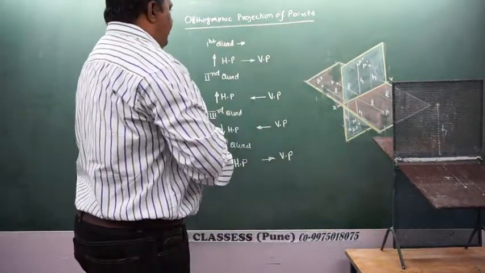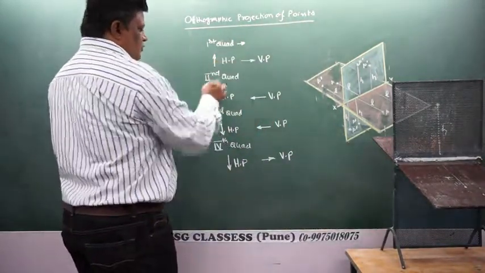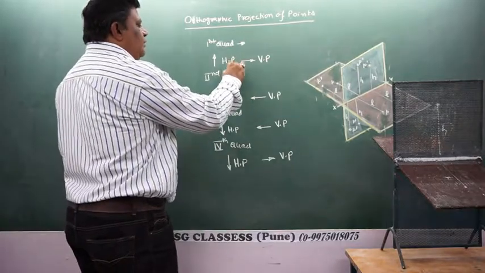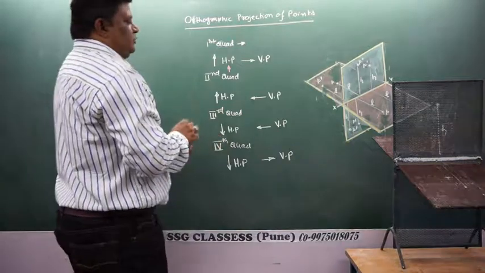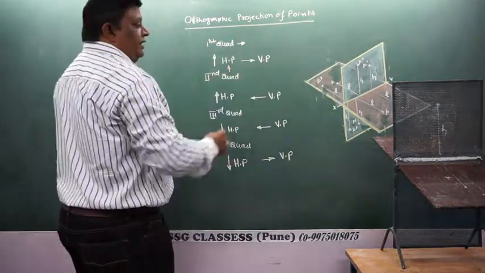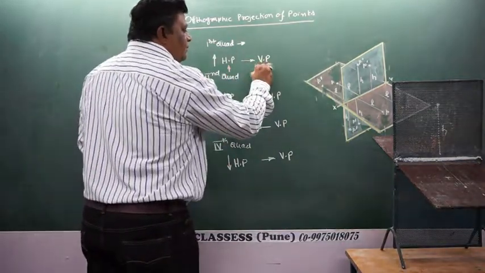So here I will say that the distance which was above HP is seen above the XY line, whereas the distance which was in front of VP is seen below the XY line.